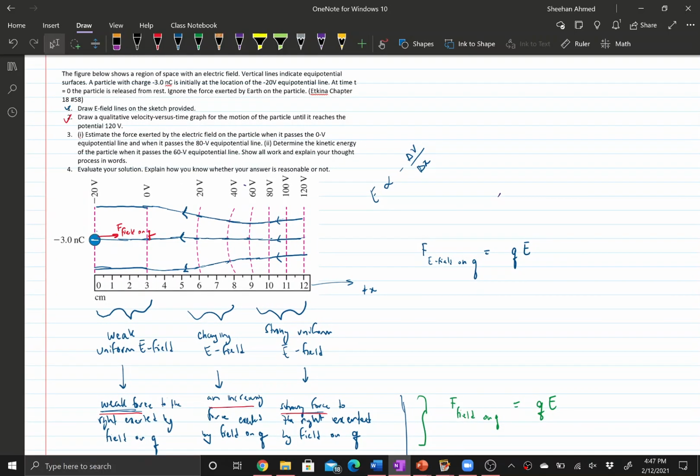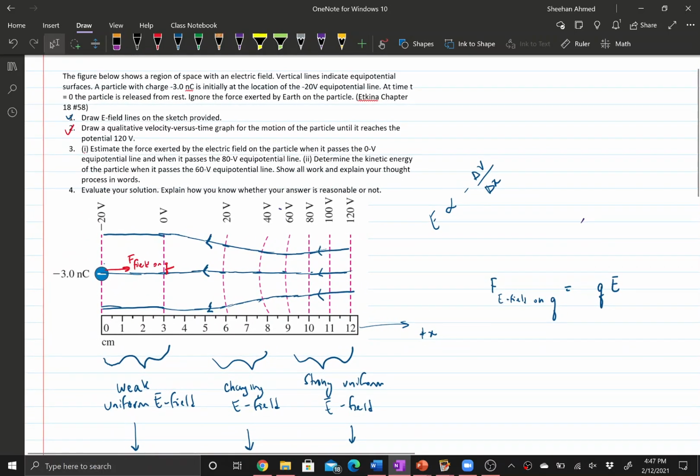Number 3 says estimate the force exerted by the electric field on the particle when it passes the 0 volt equipotential line, so that's this, and when it passes the 80 volt equipotential line. So we want to figure out the force exerted on our particle when it's here and when it's here. That's another way of saying that.